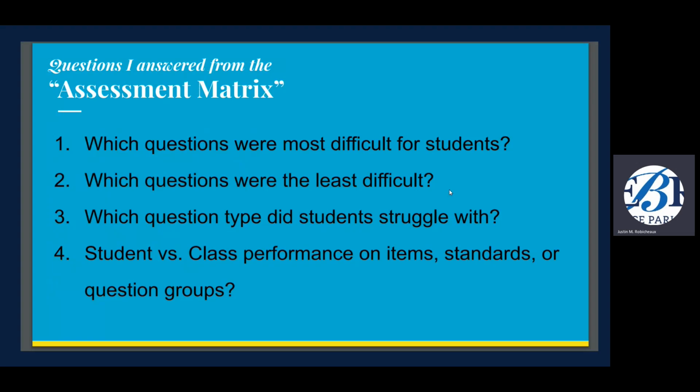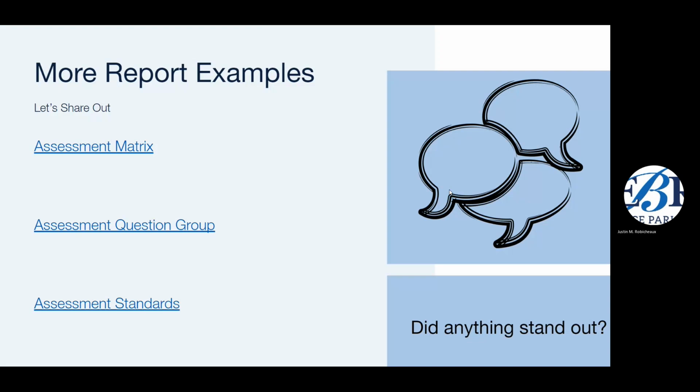The assessment matrix that I just showed does a few things. It shows which questions were the most difficult for students. It shows which questions were the least difficult. It shows which question types did the students struggle with. And it also does a student versus class performance on items, so you can see where certain students fell among the class averages, as well as to see exactly which question groups and question types the students as well as the overall class performed well and struggled with.